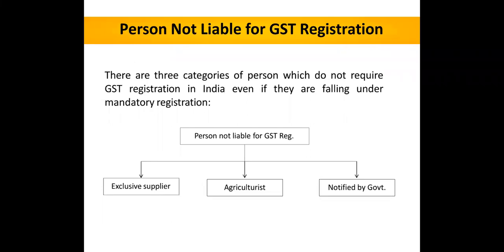If he is an exclusive supplier only, right, he is not dealing in anything else, only supplying the goods, such persons don't have to do the GST registration. Second, agriculturists: any person involved in agriculture and allied activities is not liable for GST registration. Third, some businesses notified by the government are also not liable for GST registration. We'll see one by one.